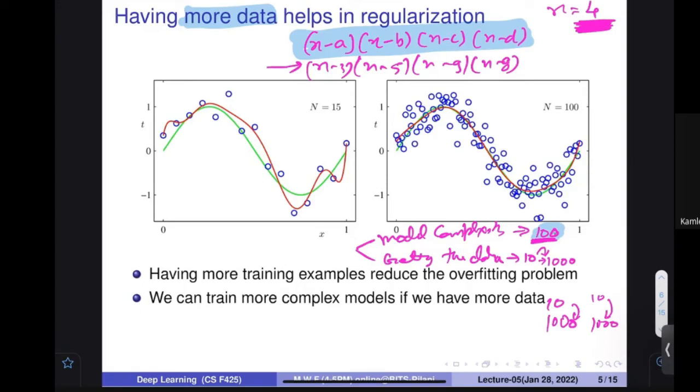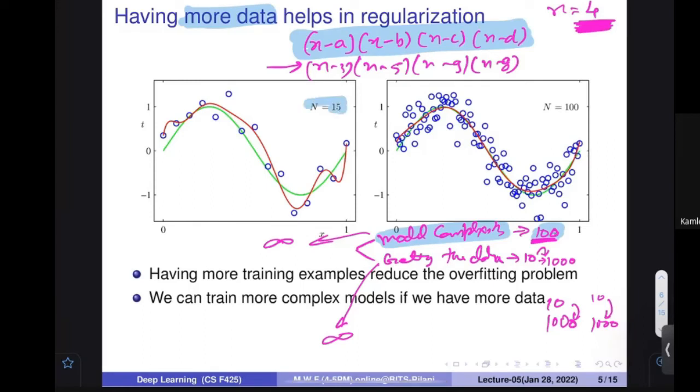The answer is no, because most of the time the model complexity is not very easy to control. You cannot supply an enormous, infinite amount of complex model to the system. Your model has a finite complexity, but data could be relatively very large. It is not infinite, but relatively very large as compared to the model complexity.